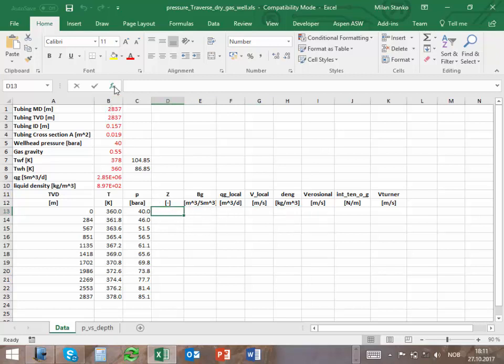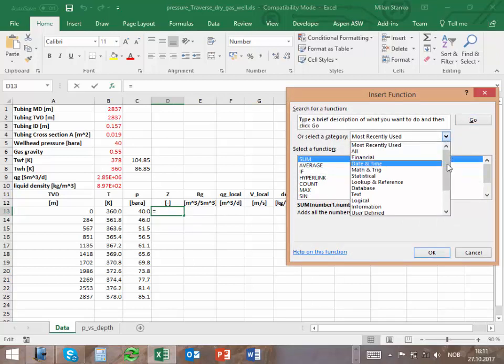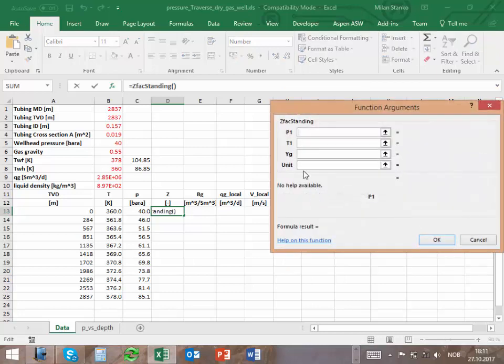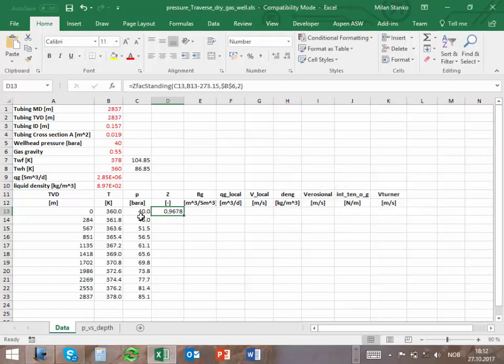So C, remember we have this function called C factor standing, user defined. Here we need P, the pressure. The temperature here was something tricky. Remember that this function needs the temperature in Celsius, and we have it in Kelvin, so we have to put here minus 273.15. Specific gravity of the gas, I have it here, 4. Then the unit, because that's SI unit. And we got a number. The pressure is relatively low, so we expect it to be relatively close to 1. We bring it down, and we got from 96 to 95.